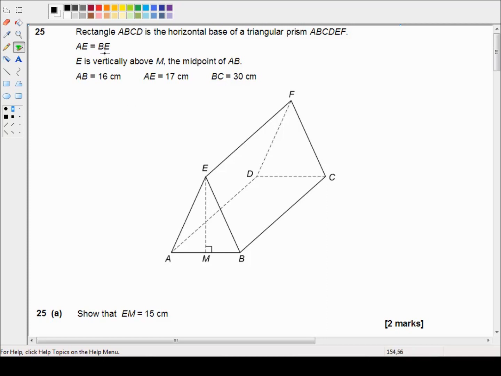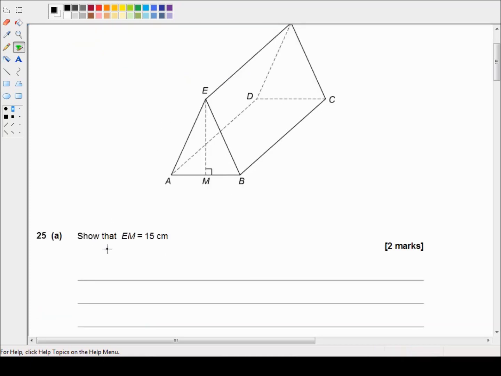reads: rectangle ABCD is the horizontal base of a triangular prism ABCDEF. AE is equal to BE. E is vertically above M, the midpoint of AB. AB equals 16 centimetres, AE equals 17 centimetres, and BC equals 30 centimetres. And 25A says show that EM is equal to 15 centimetres.